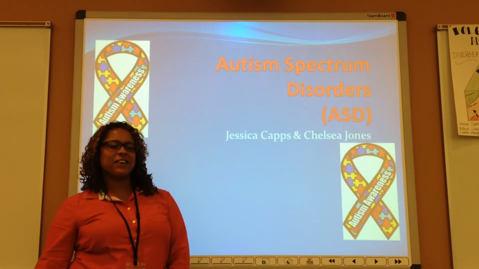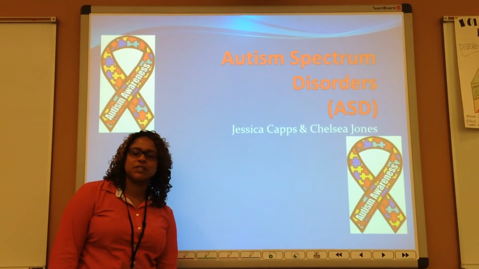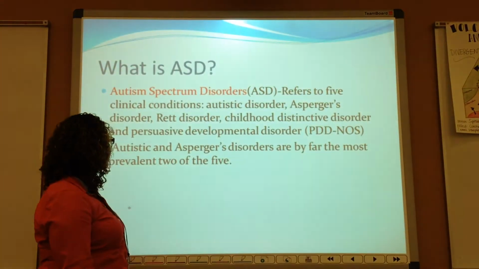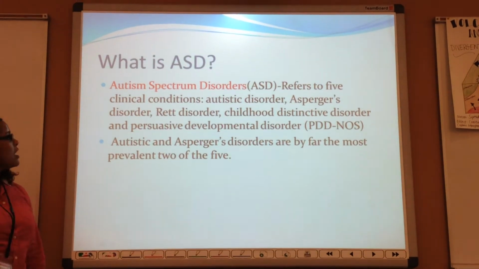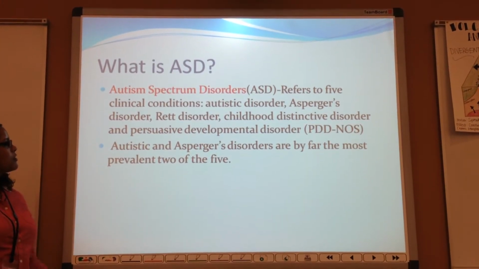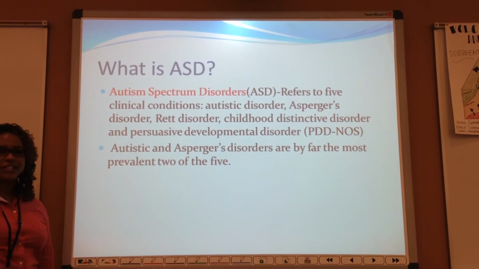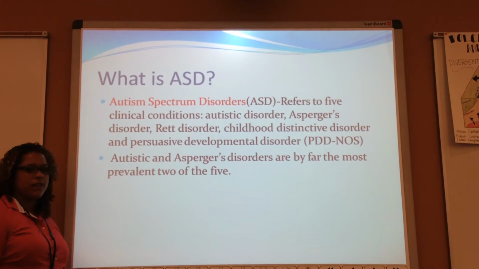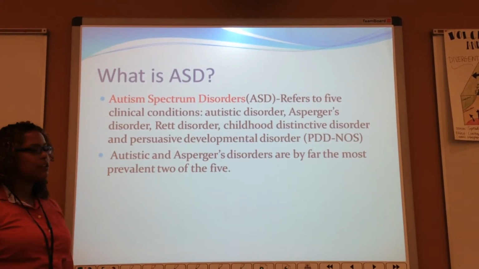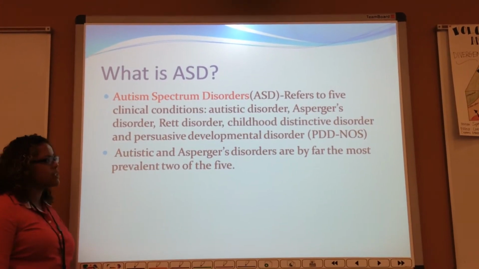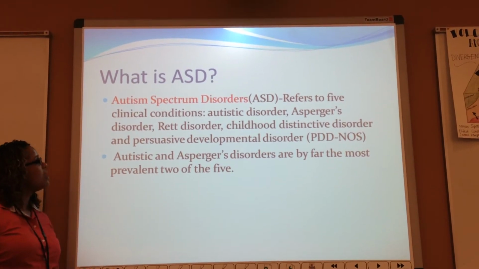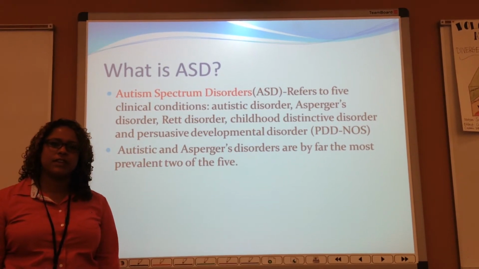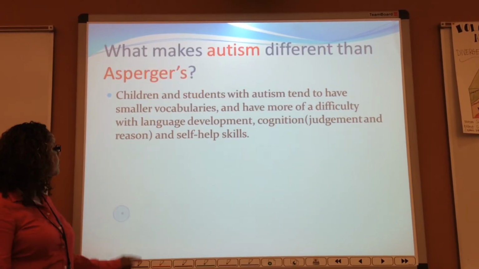All right, so today we're going to be talking about autism spectrum disorder, which is also known as ASD. What is ASD? Autism spectrum disorders are characterized by 5 different clinical conditions. There's the autistic disorder, Asperger's disorder, Rett's disorder, childhood disintegrative disorder, and pervasive developmental disorder. Out of all 5 of these disorders, autism and Asperger's are the most prevalent 2 out of the 5.